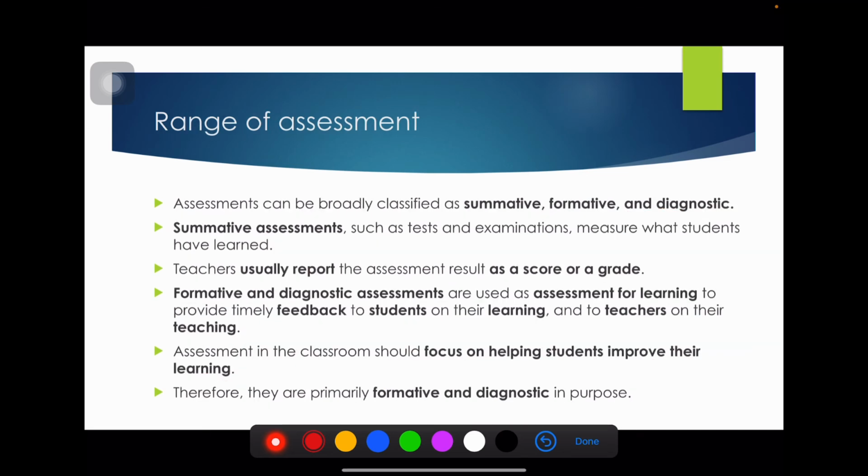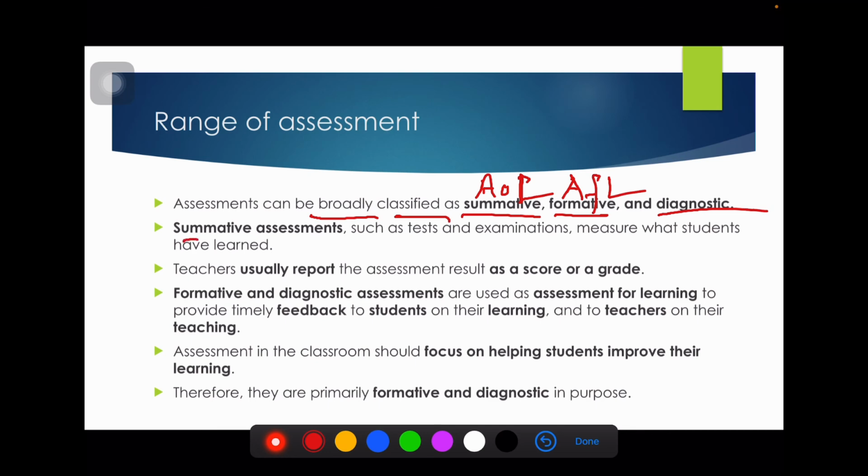Okay, here's the range of assessment that you have already discussed last week. Assessment can actually be broadly classified into summative, formative, diagnostic. Summative is assessment of learning. Formative is assessment for learning. Diagnostic is not under any of this, because diagnostic is where you want to find out more about the student.